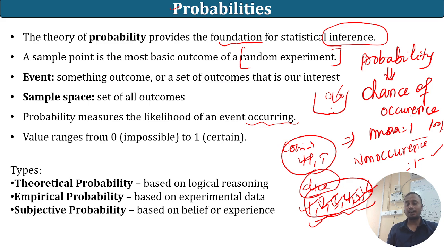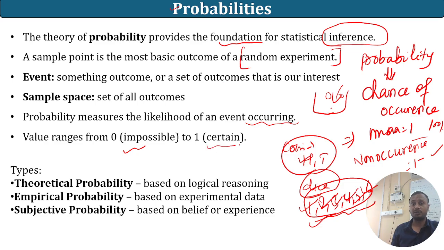I am just giving the brief because when you start something, you might have already done this, but still I'll give the brief. Then the value is going to range from zero, which is impossible. Whenever we say something will happen, it's going to be something like 1% or 20% or something.